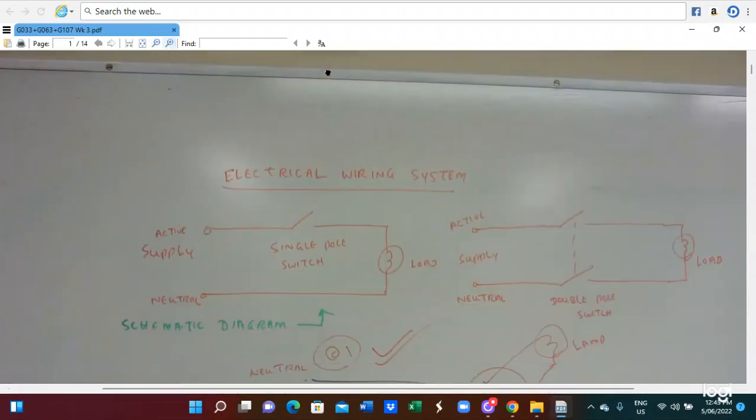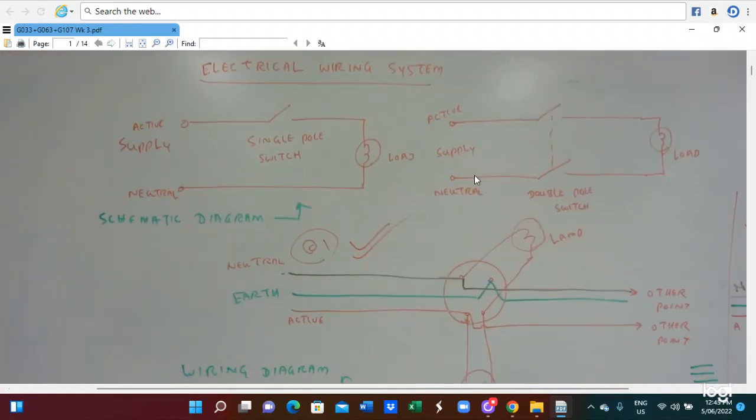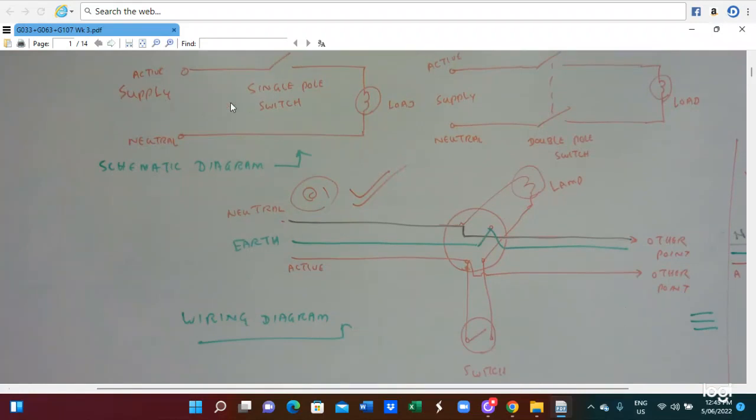So this is an electrical wiring system. At the wire, the single pole switch and load connect to the neutral. And this is for the double pole switch connection, this single pole switch, double pole switch. So this is a single pole, double pole. This is a switch and this is a light. So this is a typical wiring circuit diagram.